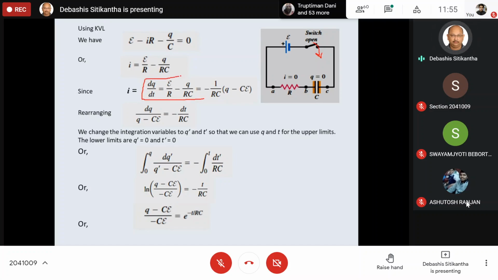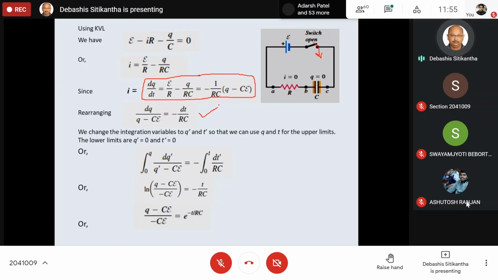Now from here, just take minus 1 by RC as common. If I do that, then I will get Q minus CE. I have multiplied by C over here and divided by C over here. So ultimately your dq by dt comes out to be this much. Now if we rearrange them in such a way that dq by (q minus CE) is taken to the denominator position, then the equation turns out to be this much.